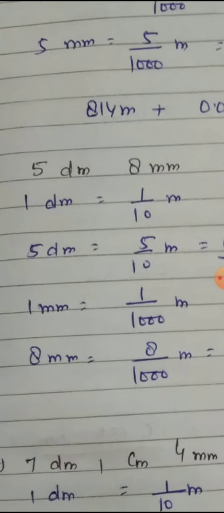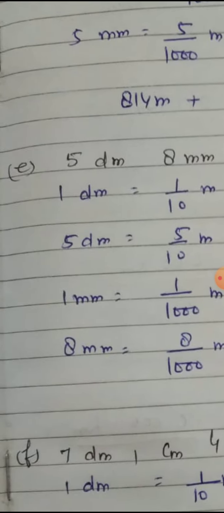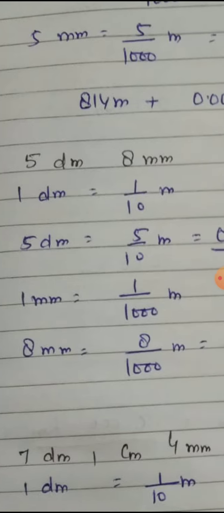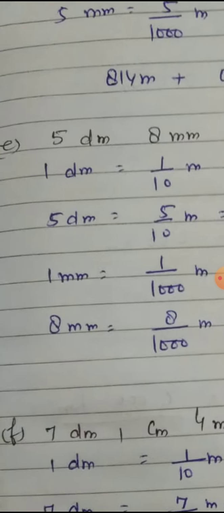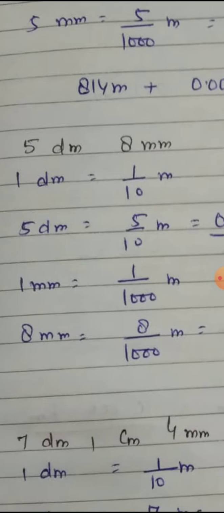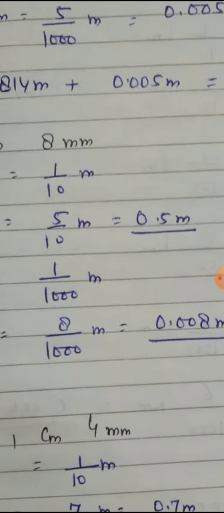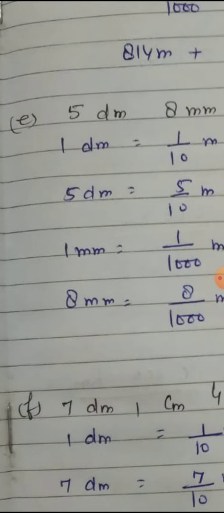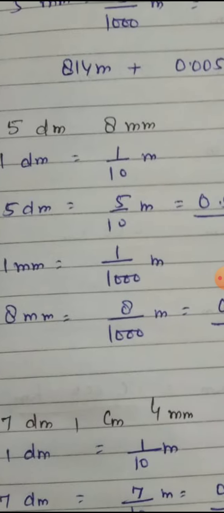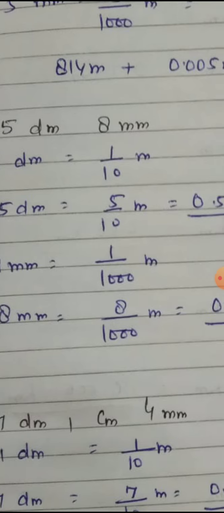Now look at this question. 5 decimeter 8 millimeter. When you are going to convert this number into meter, you have to convert both the numbers. First of all, convert 5 decimeter. You know very well 1 decimeter is equal to 1 upon 10 meter. 5 decimeter is equal to 5 upon 10 meter. It means 0.5 meter. 1 millimeter is equal to 1 upon 1000 meter. In the previous question you have already seen. 8 millimeter is equal to 8 upon 1000 meter.